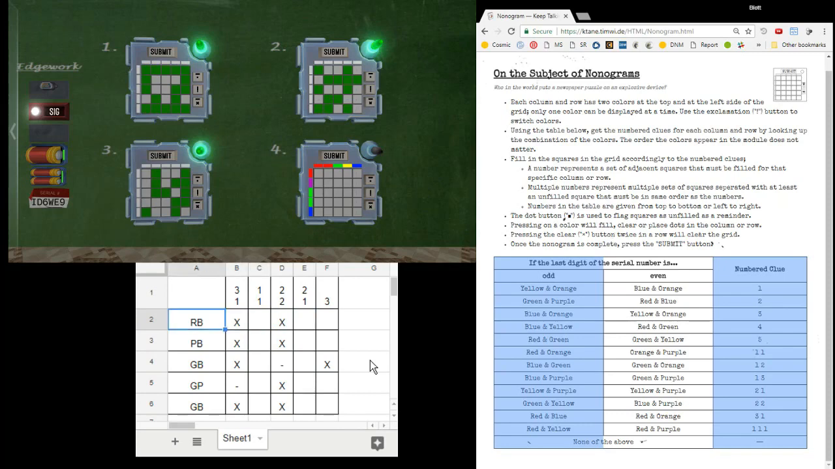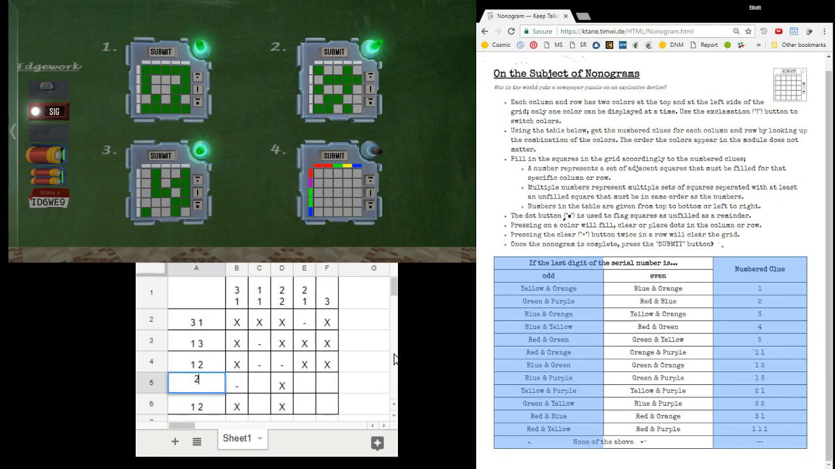Cross, red, blue. It's 3, 1, so 3 space 1. Blue, purple is 1, 3, so 1 space 3. Green, blue is 1, 2. Here's our 1. Here's part of the 2, so the other part of the 2 must go there.